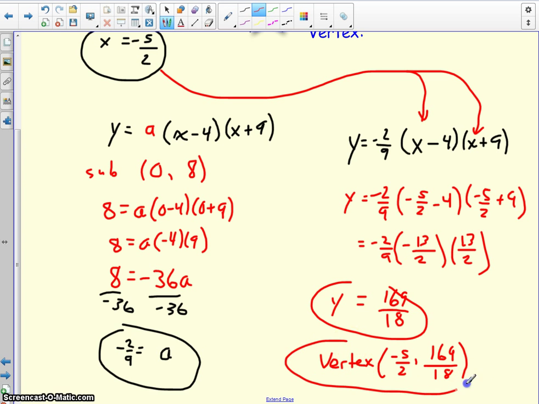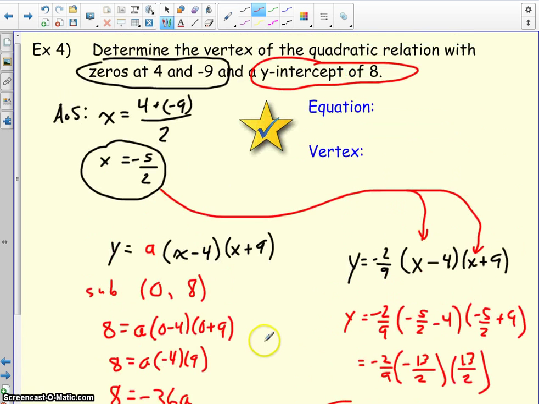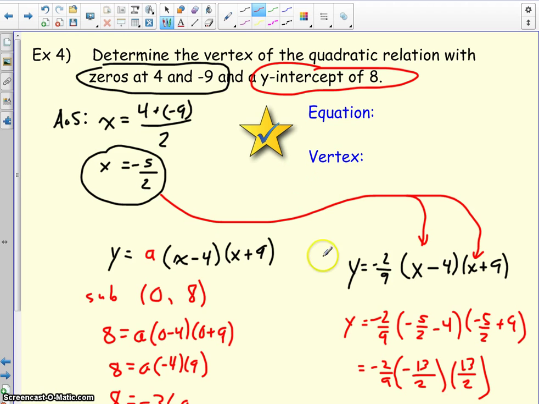Okay, and I'm done. Okay, so again here, it helps when you want to find the vertex. If you have the x value, you need to find the y value. So for that, you're going to need to find an equation. So if you don't have an equation, you have to find that first. Okay, with that in mind, let's try another one here.